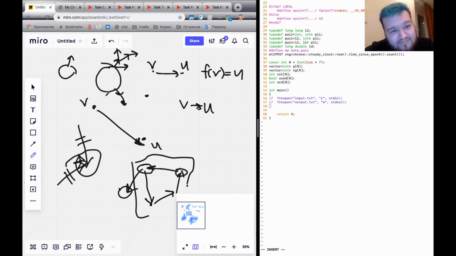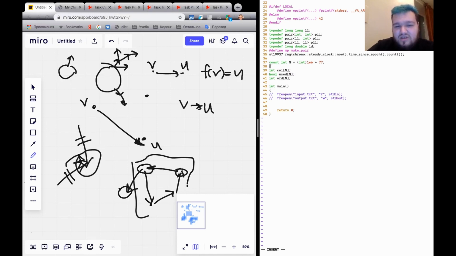And we can do that. We don't have to start it this way. Okay, let's reverse edges. For each vertex, we will start from where we can go to this vertex. Great.